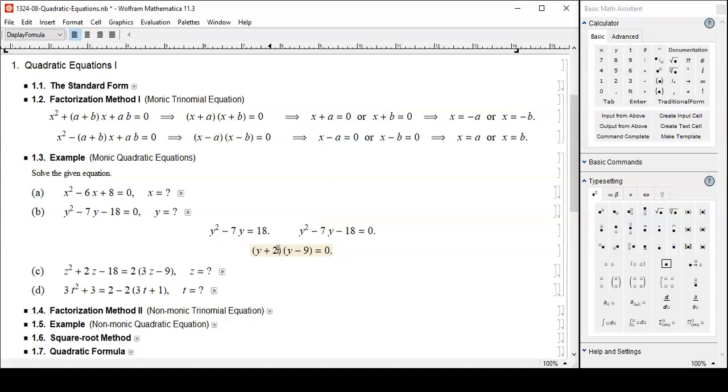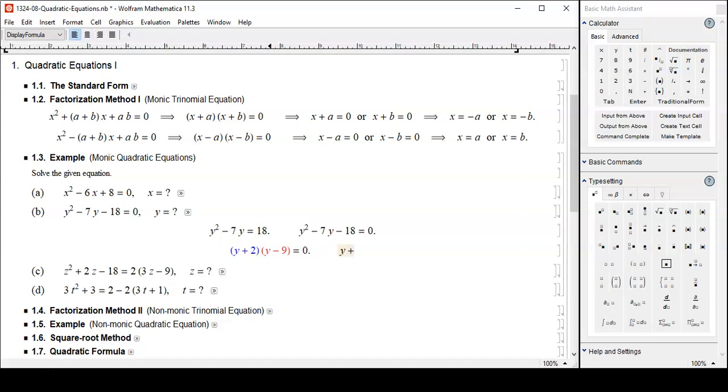So y plus 2, which is blue, y minus 9, which I'm highlighting in red, is equal to 0. And then positive 2 times negative 9 is negative 18. And positive 2 plus negative 9 equals to negative 7. Yeah, everything fits. Okay.